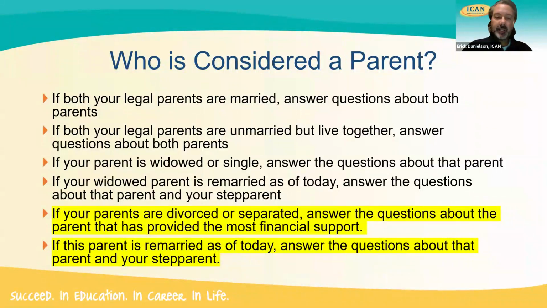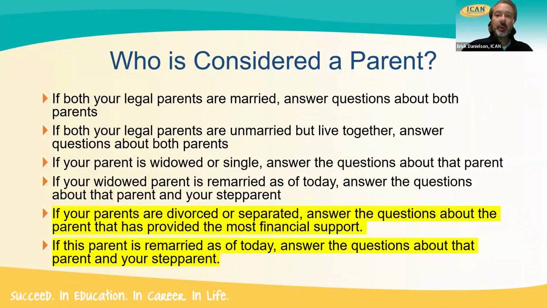Yes. Is that parent remarried? If not, then it would just be one parent. So if parents are divorced or separated, and let's say the parent that provides the most financial support is dad, and dad is not remarried, it's only dad's information that's going to go down on the form, and only dad would need a studentaid.gov account. Now, if dad would be remarried as of today, as it says down below, then we answer questions about both parent and step parent. So we would need dad and step parent information to be included on the FAFSA form.